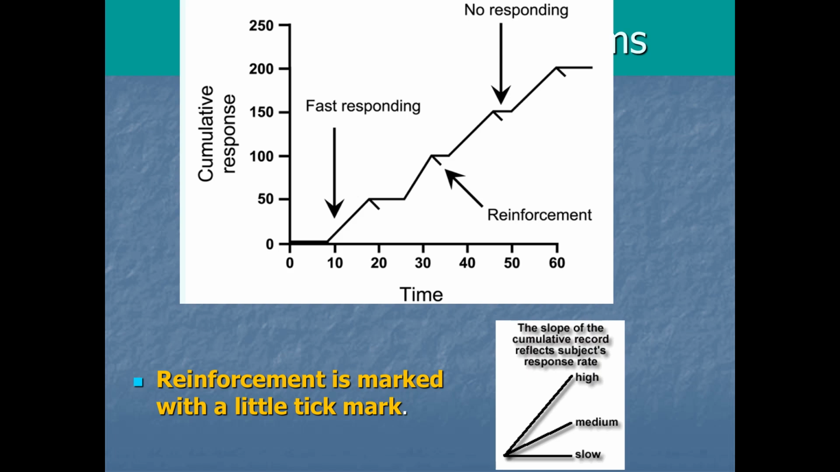If we're using CRF, continuous reinforcement, then there will be a tick mark every time the response happens. But maybe if we're only reinforcing every 50 responses, like in the graph up here, they only get the reward every time they press the lever 50 times. Then the tick mark tells us when they reach 50, when they reach 100, when they reach 150, and so on. And we can look for interesting patterns in their responding.